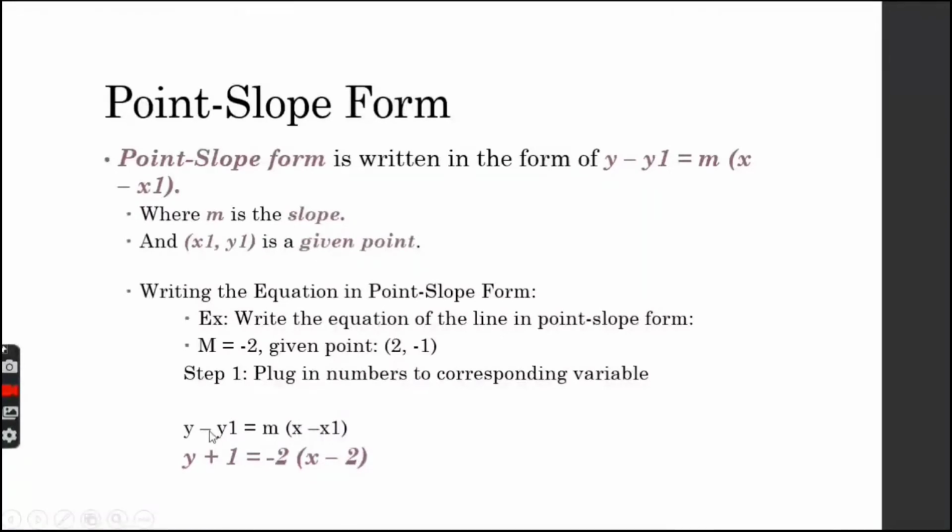So I have y plus 1. As you can see, if I plug in y1, it is negative, and the formula already has a subtraction sign. So a double negative is a positive. That's why this is a positive 1. Is equal to m. My slope is negative 2. So I plug in negative 2 here. Times x, that stays x, minus x1. x1 is 2. So I have minus 2. So that is my function in point slope form.